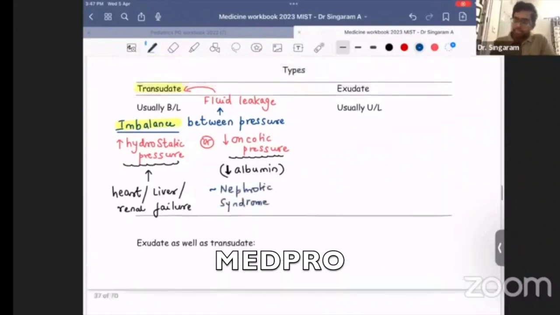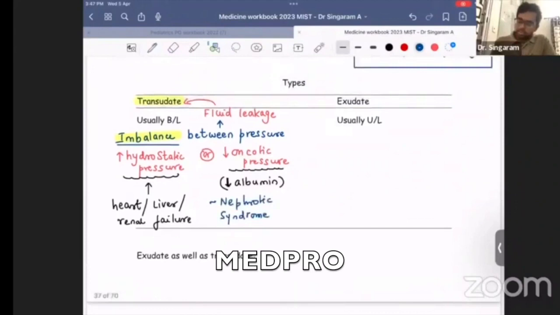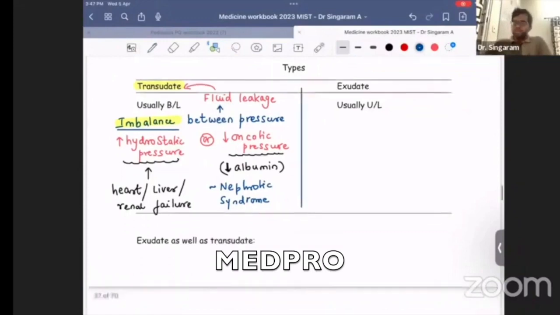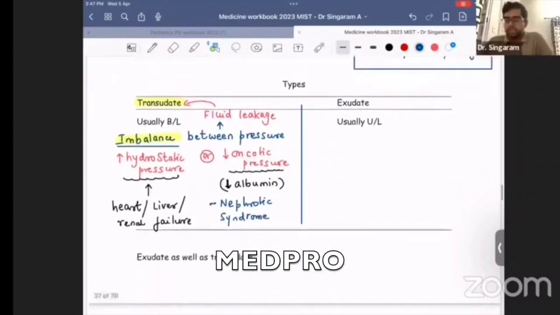So please make a note of this. In all these conditions, you get transudative type of pleural effusion. Basically, it's an imbalance between the hydrostatic pressure and the oncotic pressure. I hope you're able to follow this, everyone. Fine. So this will be transudative type of pleural effusion.